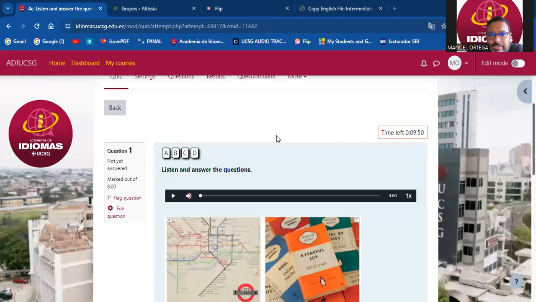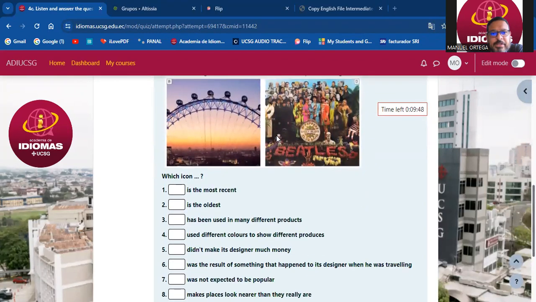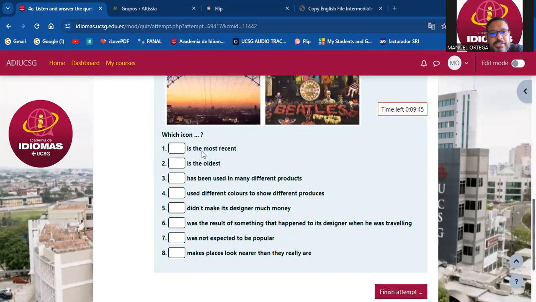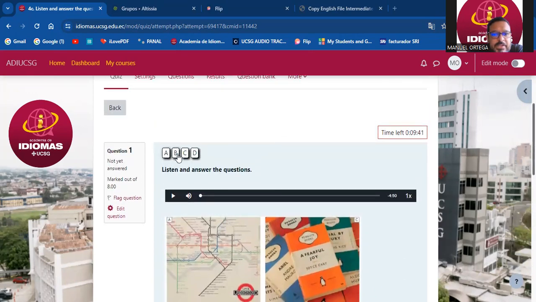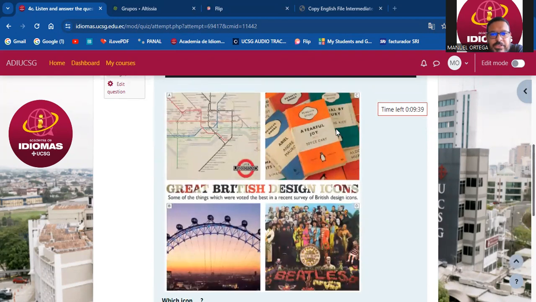We are going to listen to the track, and then you have these options, right? So which icon is the most recent? And then you have this A, B, C, or D according to this one. Are the ones that we already worked on, the prior activity.